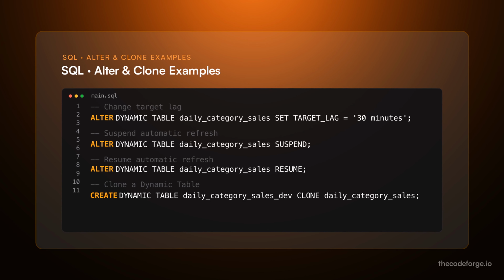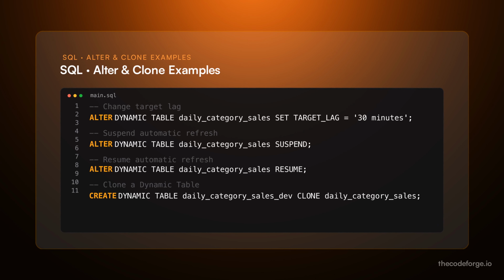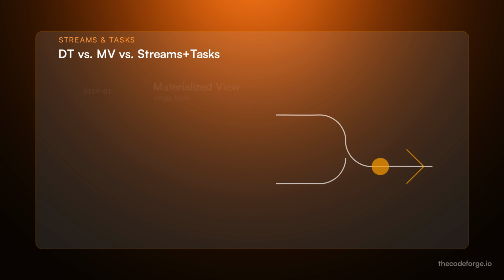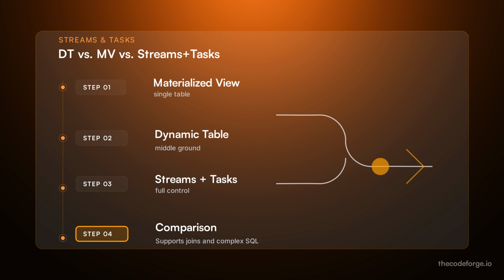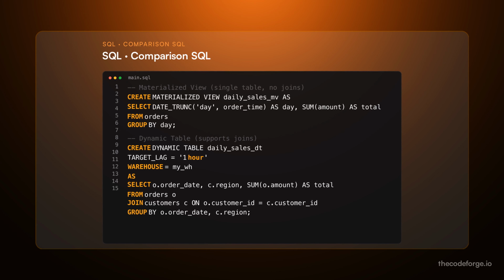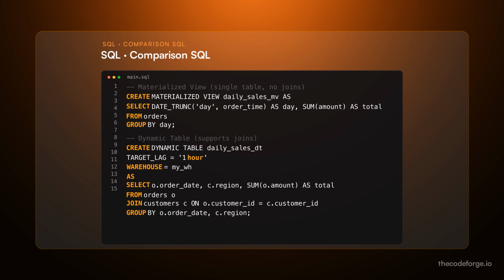Let's walk through management commands. You can adjust the target lag to 30 minutes, pause refreshes during maintenance, and create a clone for development. Looking at the comparison, dynamic tables support joins and complex SQL, unlike materialized views, but are simpler to set up than Streams+Tasks. Notice how the materialized view uses date_trunc on a single table, while the dynamic table, with a target lag of 1 hour, can join multiple tables and still refresh incrementally.